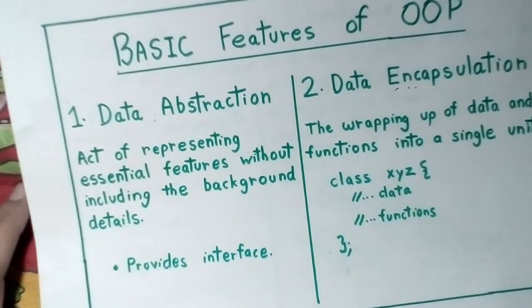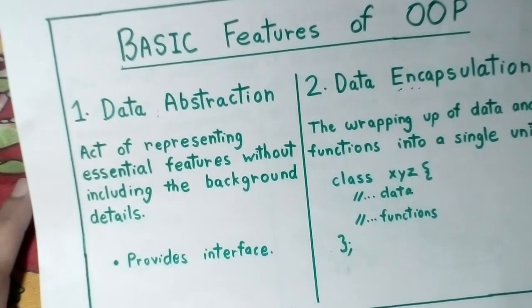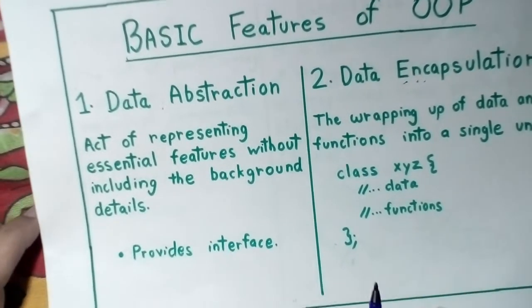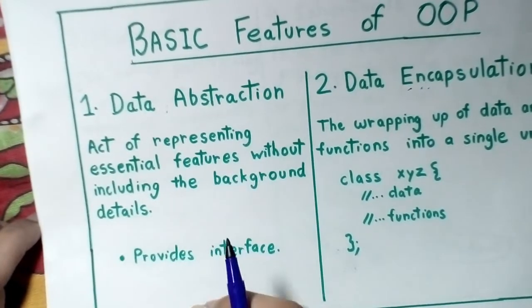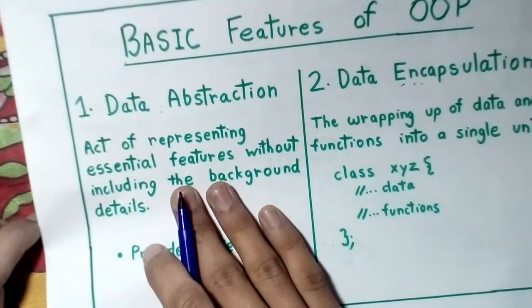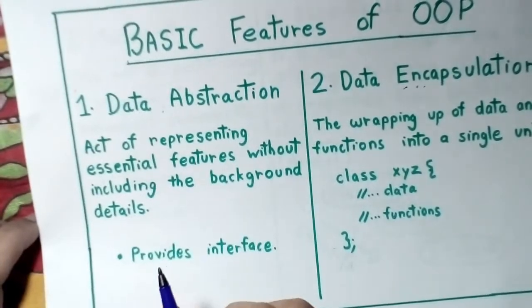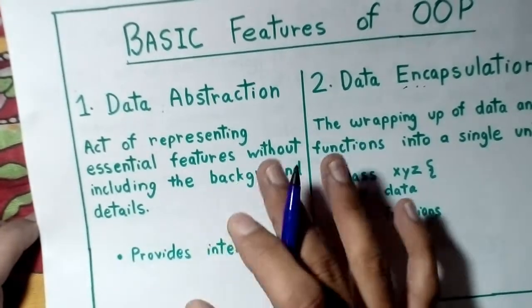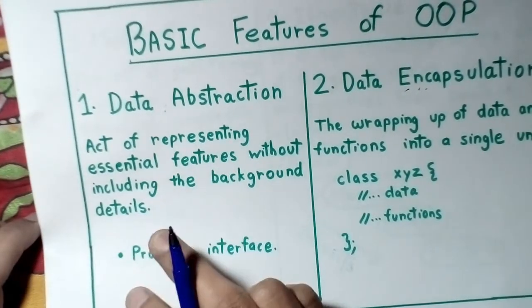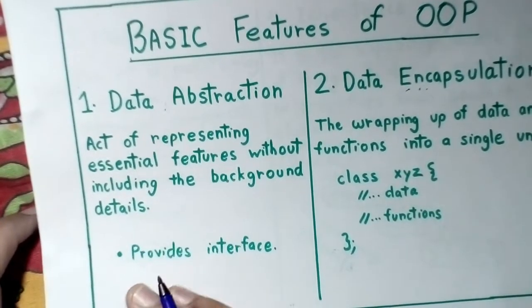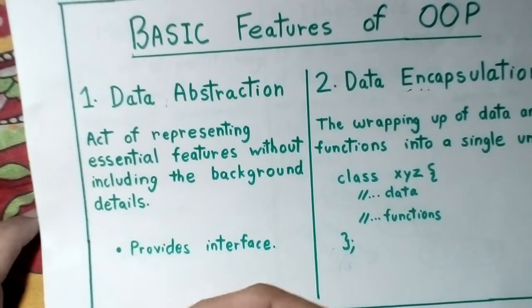It is the act of representing essential features without including the background details, which means data abstraction will represent only the important features. Those features which are not important will not be represented. For example, when riding a motorcycle, we know only the acceleration and the brakes. We don't know how the engine works or how the internal features work.